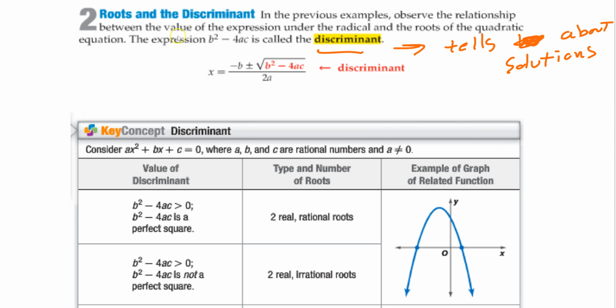So what's going on? The discriminant is the thing underneath the radical. So we know this is our quadratic formula, right? But if we only care about the stuff underneath the radical, that b squared minus 4ac, that tells us things. So really, we have 3 choices.